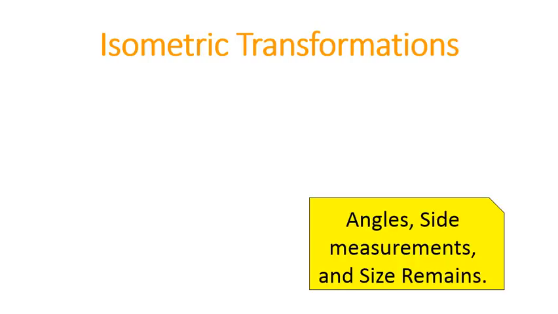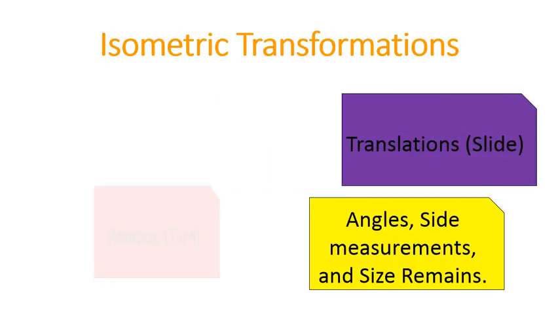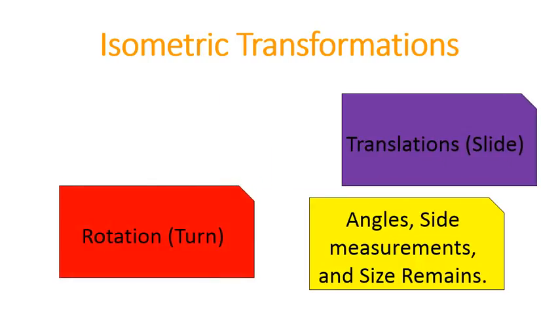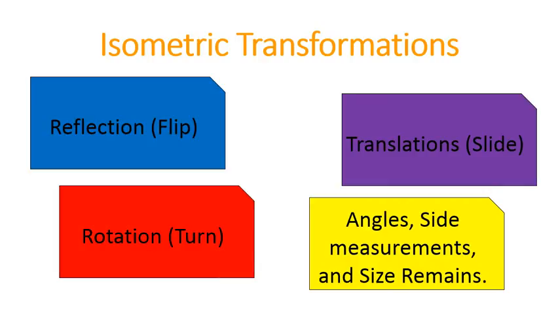All of our translations will have congruent shapes at the beginning and at the end. So the angles, side measurements, and the size will remain the same. We will just be translating, rotating, and reflecting these objects. So let's take a look.